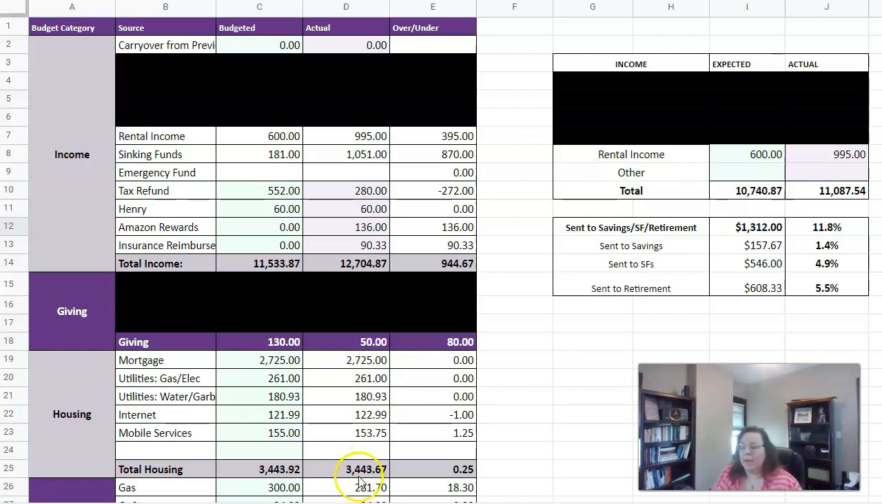In housing, we came in pretty much right on track. We had $2,725 for the mortgage, $261 for the monthly utilities for gas and electric here. Our quarterly utilities for the city came out, and that was $180. And then internet was $122 and mobile services $153, bringing our total to $3,443, which you can see was right where we planned to land.